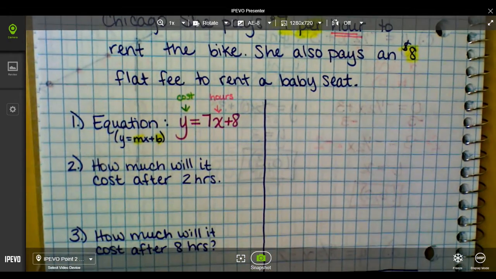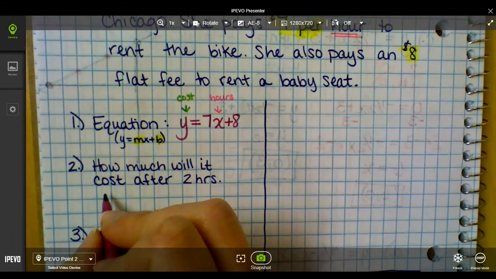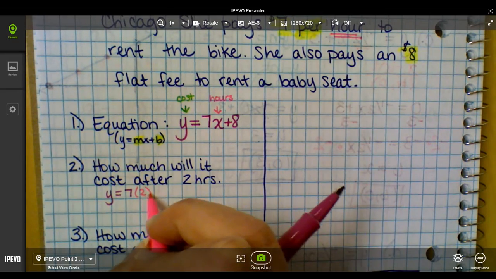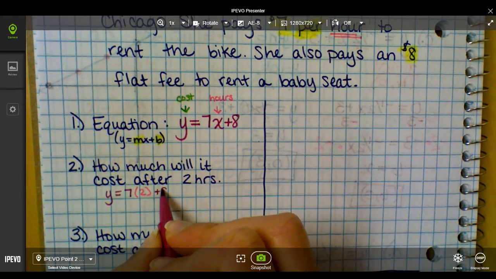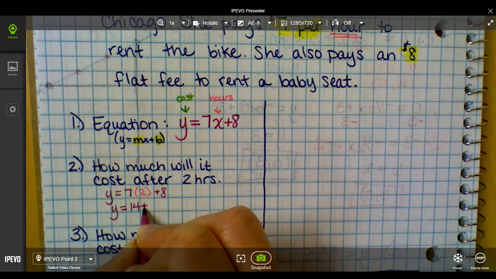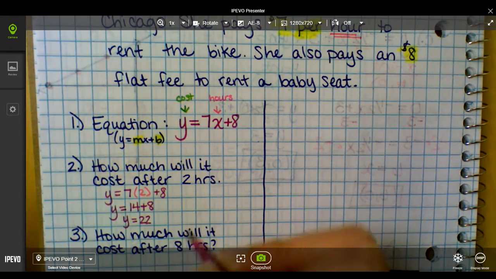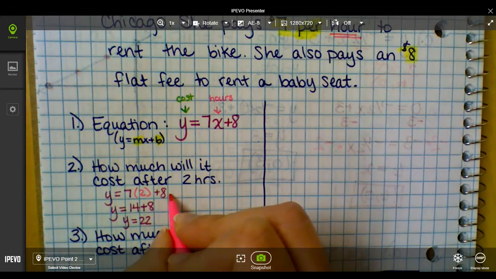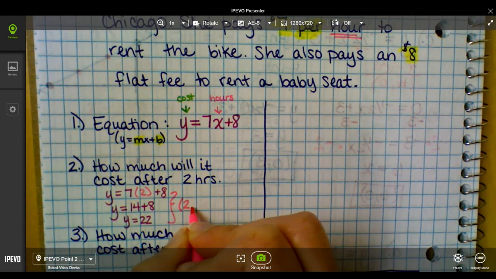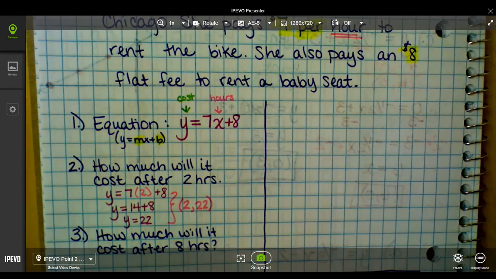So when it says after 2 hours, you have to know that you're just plugging it in for X. So Y is going to be 7 times 2 and then plus 8. So Y equals 14 plus 8, and that is going to be 22. And then I would just write this as an ordered pair because that's going to come in handy. So when I plugged in 2 for X after 2 hours, she is paying $22 to rent the bike.